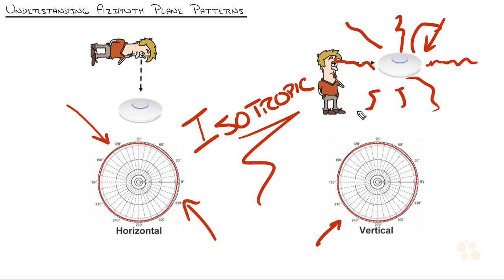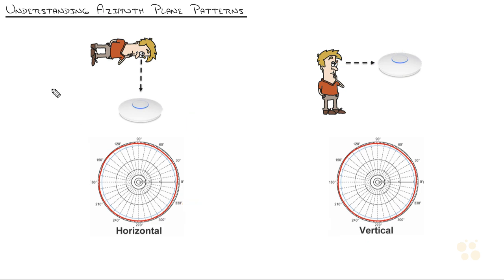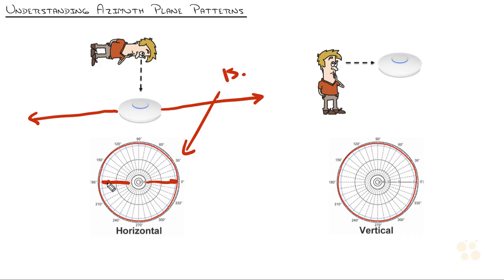So they divided it into two pieces, a horizontal piece and a vertical piece. Every azimuth plane pattern will show these two perspectives. Think of it as a two-dimensional way of representing what's really happening in a three-dimensional world. When you're looking at the horizontal slice, I want you to imagine that you're staring at a wireless access point from the top down, and you're seeing on the horizon, on the x-axis, how far that signal would go. With an isotropic antenna, it's going equally in all directions.